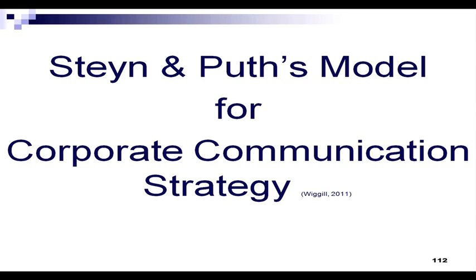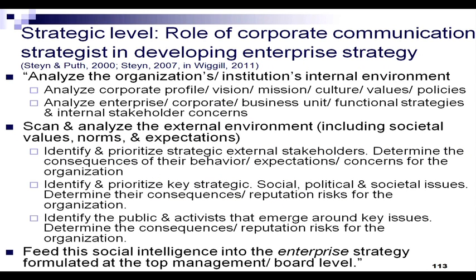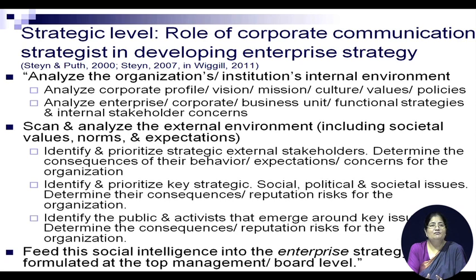The model that we will discuss in this class is Steyn and Puth's model for corporate communication strategy, and in the next session we will discuss how this model can be applied to sustainable development or any kind of development. According to this model, there are 3 levels at which corporate communication strategies are planned. The first level is the strategic level. In this level, the first thing that the strategist does is analyze the organization's or institution's internal environment.